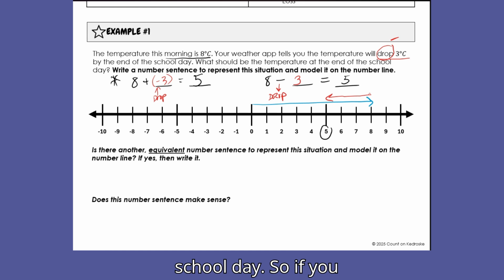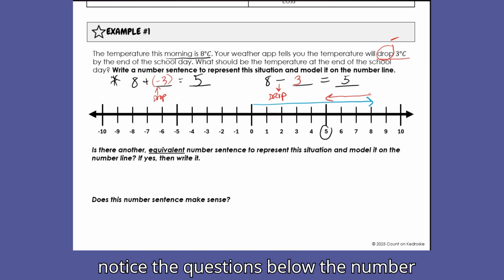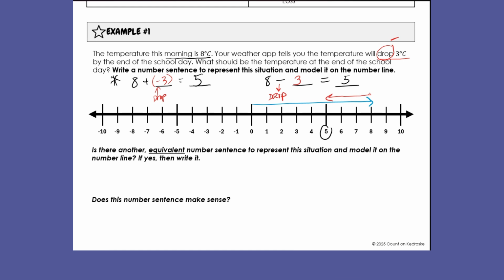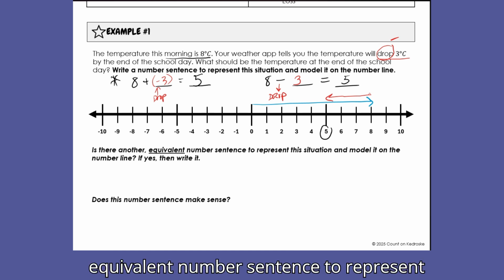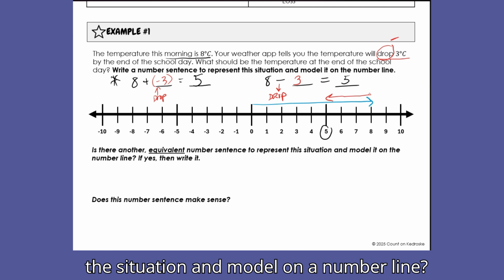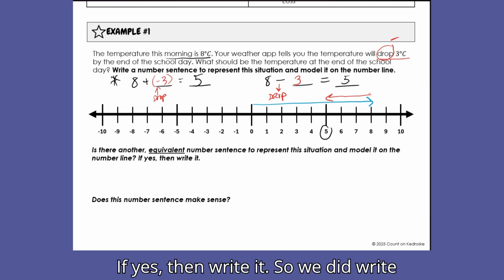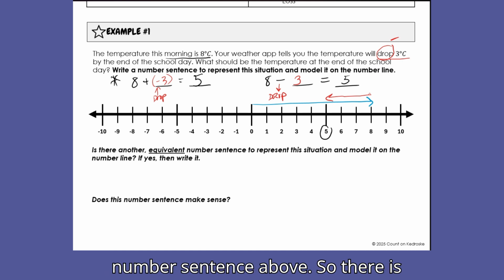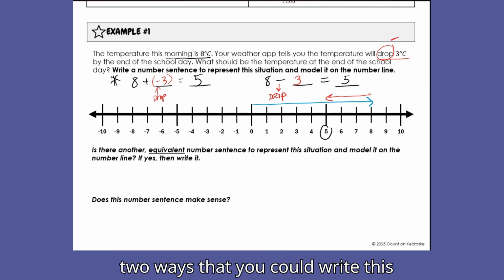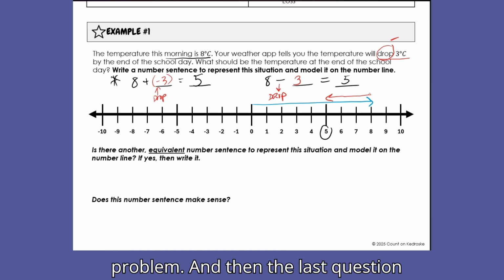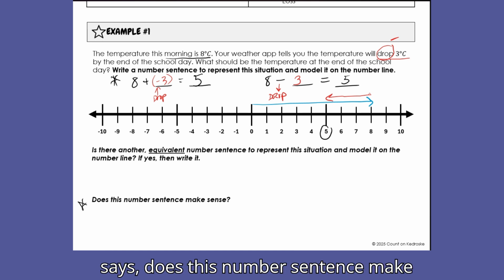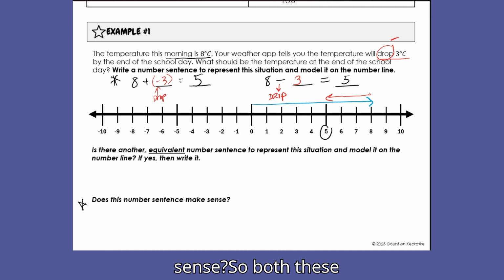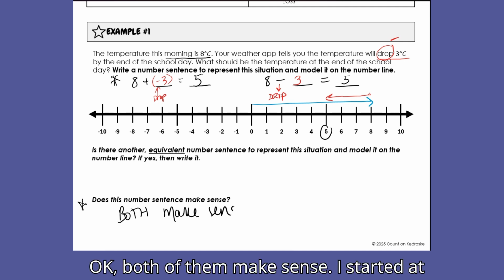So if you notice, the questions below the number line were kind of answered in the model in that it says, is there another equivalent number sentence to represent the situation and model on a number line? If yes, then write it. So we did write both the addition and the subtraction number sentence above. So there are two ways that you could write this problem. And then the last question says, does this number sentence make sense? So both these number sentences do make sense. Okay, both of them make sense.